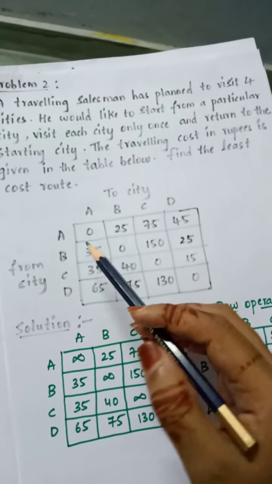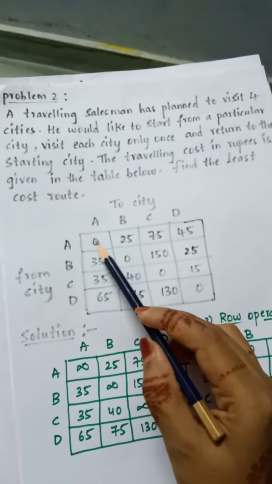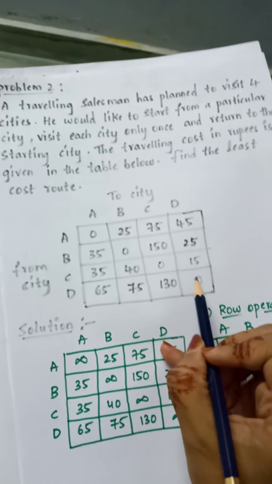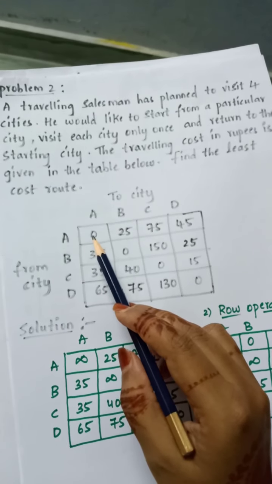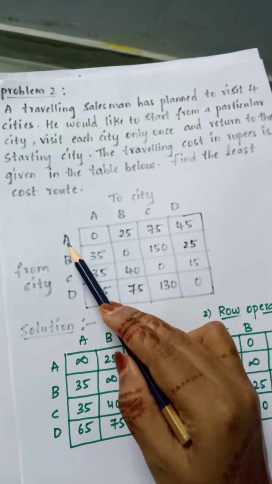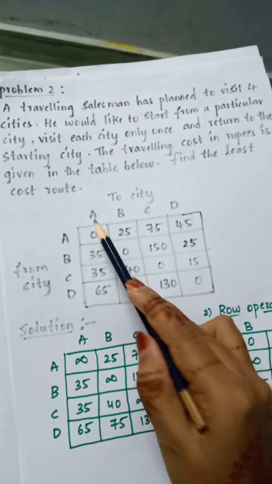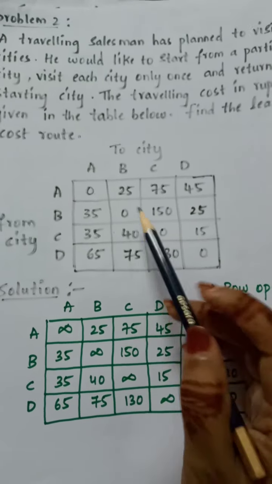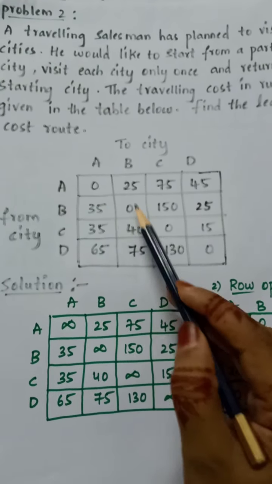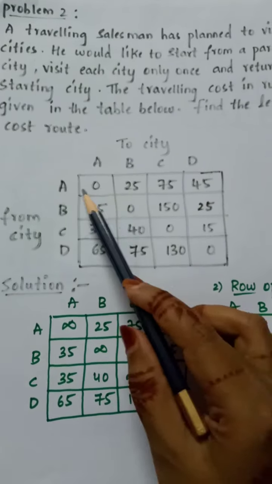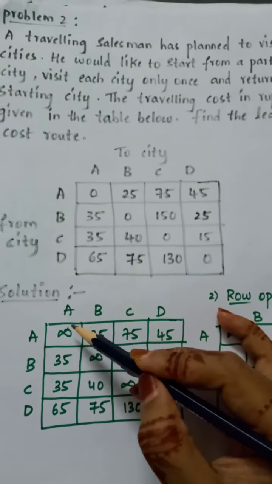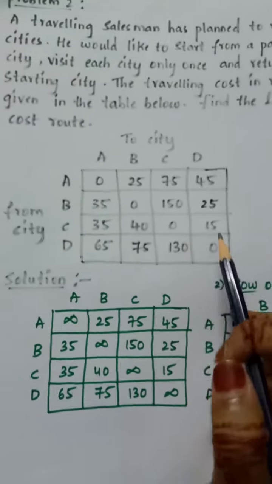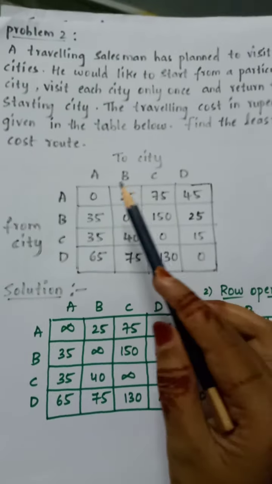So in the previous problem they had directly given the infinity value to these diagonal elements, yes or no? But in this problem, students, they have given 0 values for traveling to the same cities. From city A to A, the cost is 0. From B to B, the cost is 0. From C to C, the cost is 0. And from D to D, the cost is 0. Okay, they can assign 0 value, or else they can directly give the infinity value, students. If they have given the 0 values, then you have to give the infinity values in place of these 0 values. Okay, so we have to find out the least cost route.